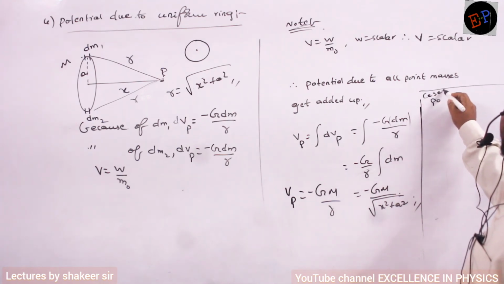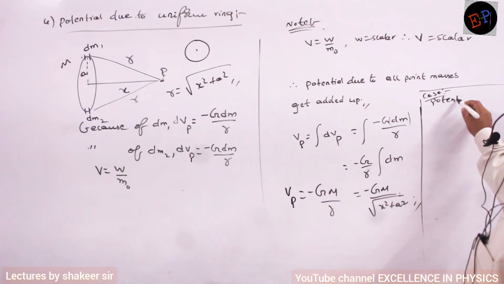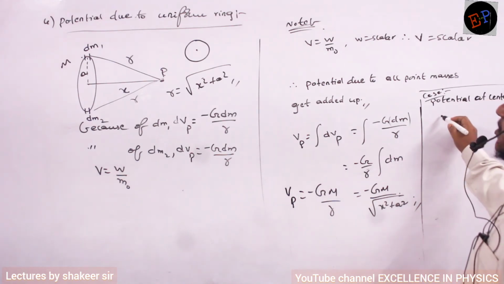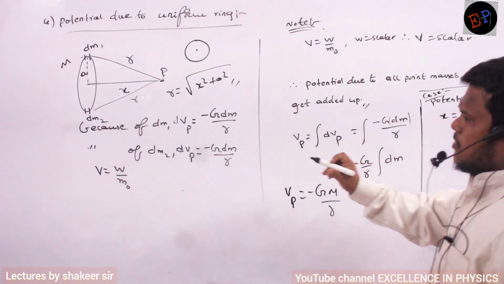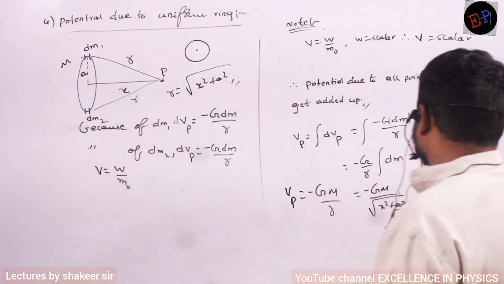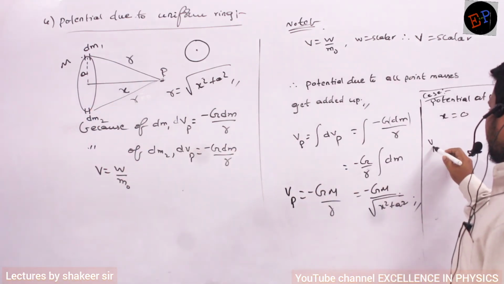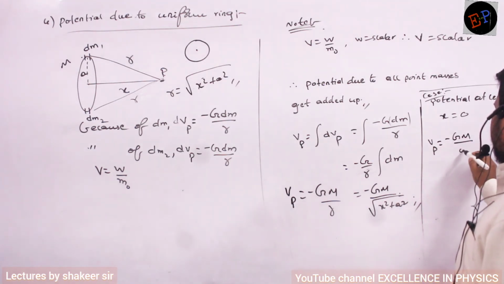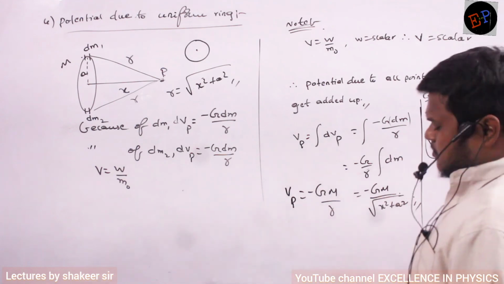Case: potential at center. Center means x value is 0. Point is here. Instead of this point, I will place here. Then x value will become 0. So therefore, if x becomes 0, potential at the center is how much? Minus GM divided by root of a square, that is a. That's all. This is my answer. Okay.